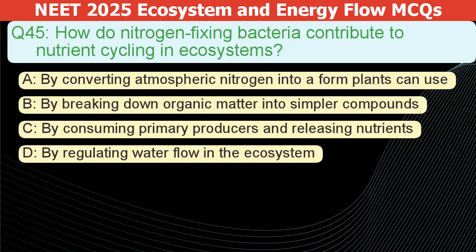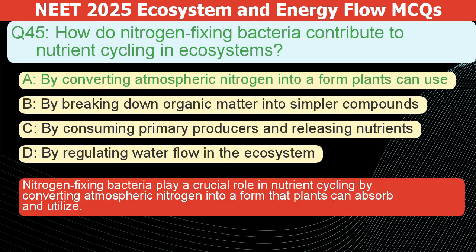How do nitrogen-fixing bacteria contribute to nutrient cycling in ecosystems? A. By converting atmospheric nitrogen into a form plants can use. B. By breaking down organic matter into simpler compounds. C. By consuming primary producers and releasing nutrients. D. By regulating water flow in the ecosystem. The correct answer is A. Nitrogen-fixing bacteria play a crucial role in nutrient cycling by converting atmospheric nitrogen into a form that plants can absorb and utilize.